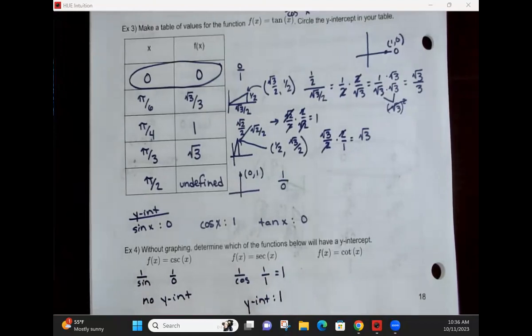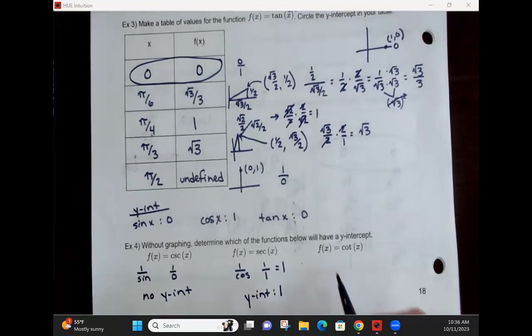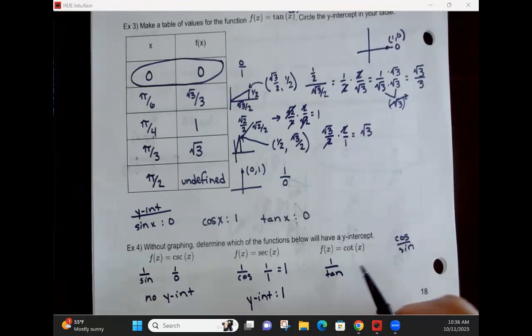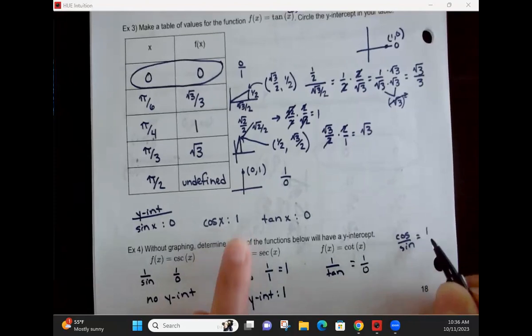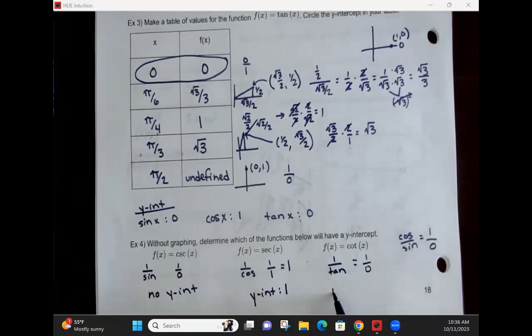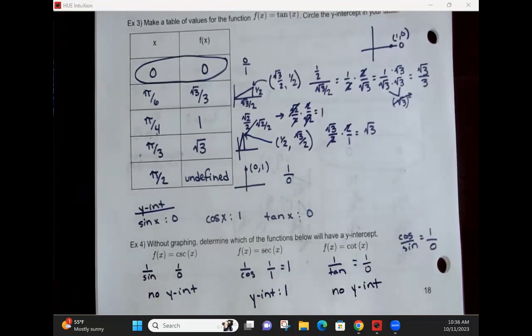How about cotangent? Cotangent is, you could think of it as the reciprocal of tangent. It is also, since it's the reciprocal of tangent, cosine over sine. So either you are thinking about it as 1 over 0, or you are thinking about it as 1 over 0. And either way, you get no y-intercept. We're undefined at that spot. Questions for me for today?